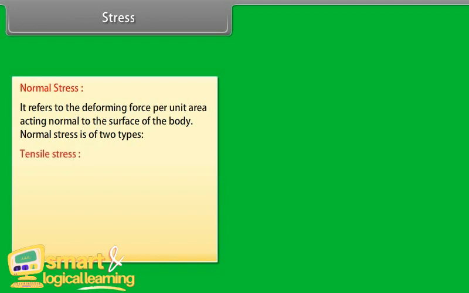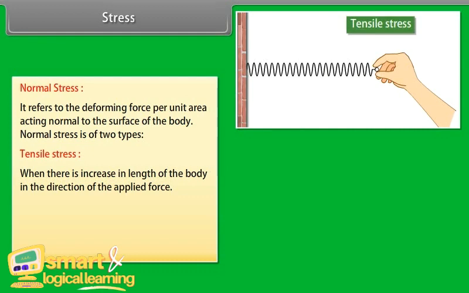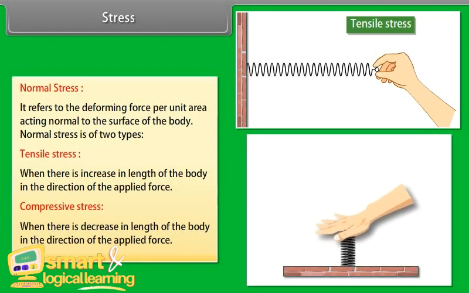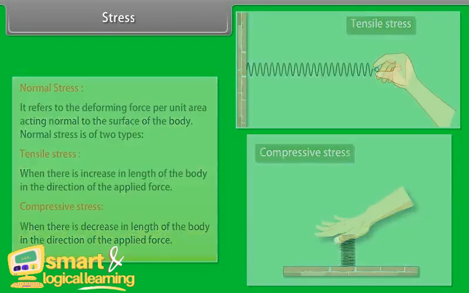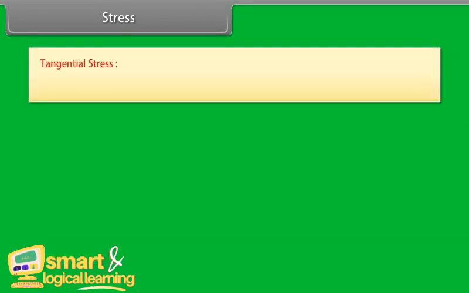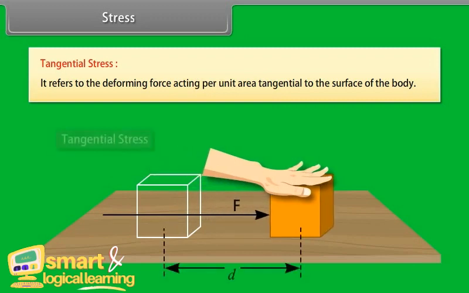Tensile stress. When there is increase in length of the body in the direction of the applied force. Compressive stress. When there is a decrease in length of the body in the direction of the applied force. Tangential stress. It refers to the deforming force acting per unit area tangential to the surface of the body.